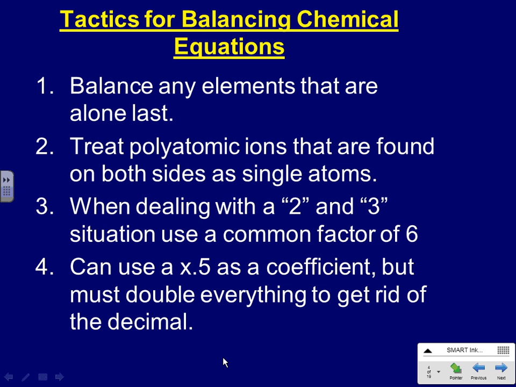If you have an element that's alone, balance it last. Whether it's monatomic, like iron, Fe, Cu, or if it's a Hofbrinkel gas, O2, F2, balance it last. I'll let you finish writing before I ask you why you think we should leave the ones that are alone last.